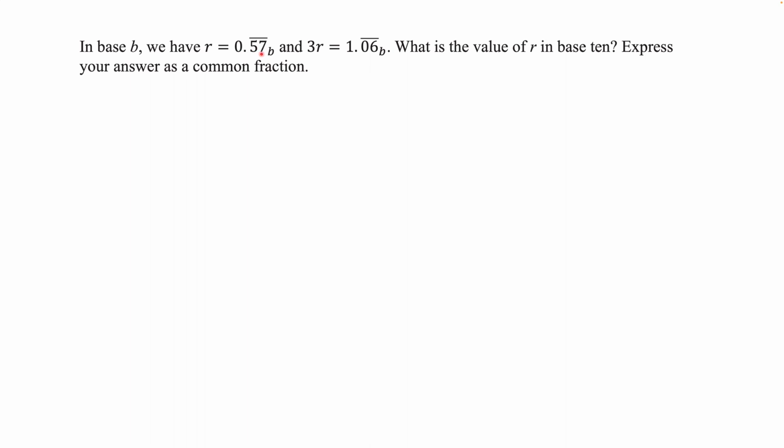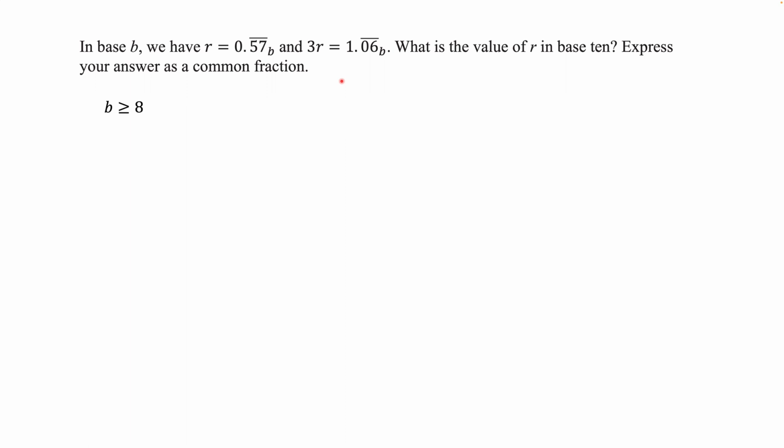We have 0, 5, 7, 1, 0, 6. What's the largest one? The largest one is 7, which means that our number system, base B, has at least numbers from 0 to 7, which means it has 8 symbols to represent numbers. So that means that B is at least 8. It can't be below 8. We're just going to put it here in case later on we find something below 8, we can disregard it immediately.